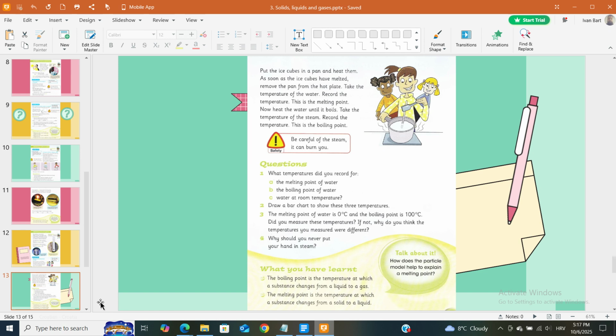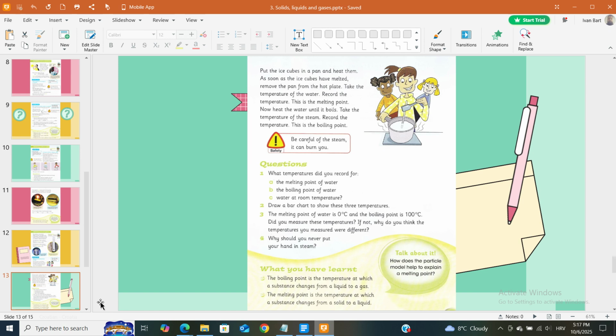3. The melting point of water is 0 degrees Celsius and the boiling point is 100 degrees Celsius. Did you measure these temperatures? If not, why do you think the temperatures you measured were different? 4. Why should you never put your hand in steam?